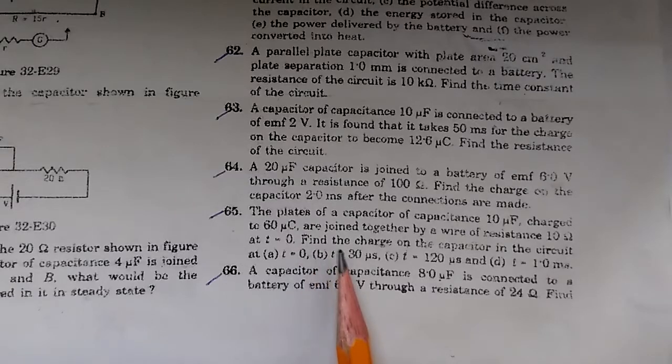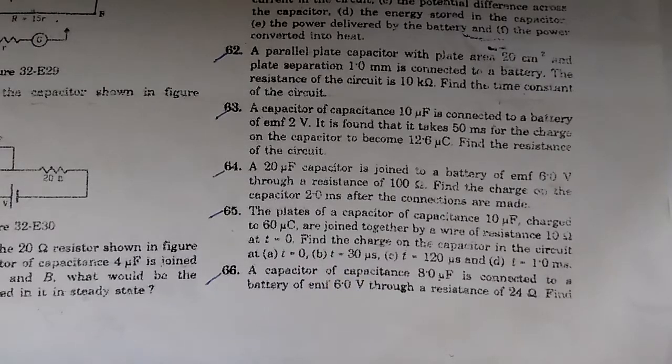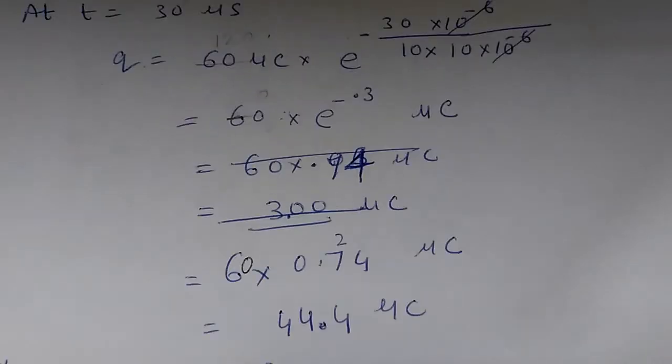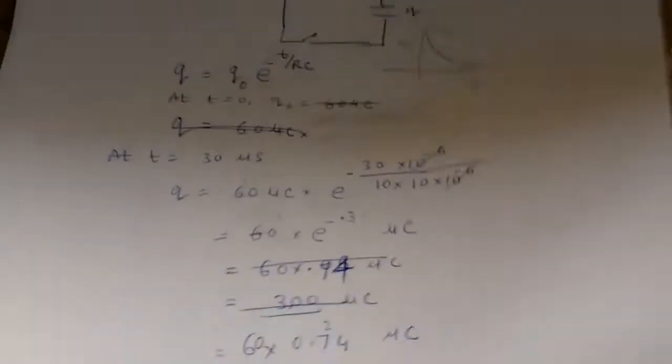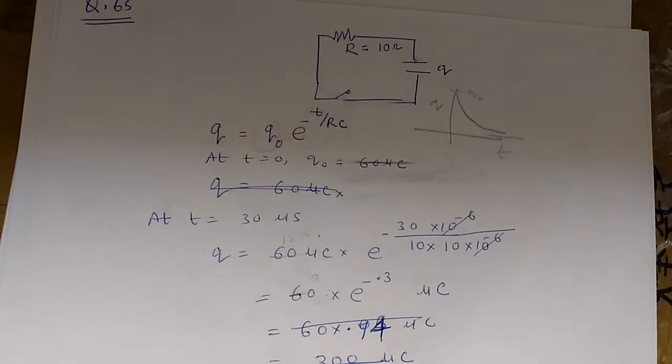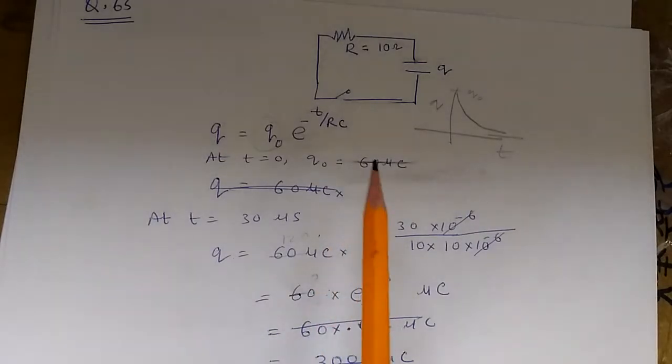Then the charge on it starts going down, and we need to find the charge on this capacitor at t equal to 0, 30 microsecond, 120 microsecond and 1 millisecond. So I have a lecture on charging of a capacitor and discharging of a capacitor. I would request you to go through it and check its detail once you have gone through this chapter.